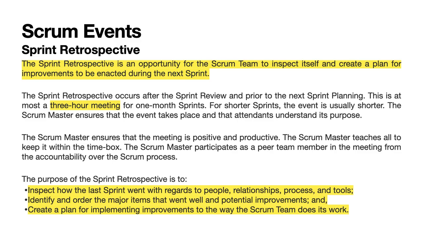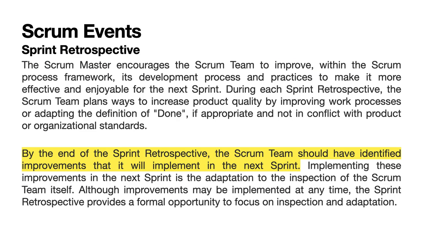The purpose of the sprint retrospective is to inspect how the last sprint went with regards to people, relationships, process, and tools. Identify and order the major items that went well and potential improvements, and create a plan for implementing improvements to the way the Scrum team does its work. The Scrum Master encourages the Scrum team to improve, within the Scrum process framework, its development process and practices to make it more effective and enjoyable for the next sprint.